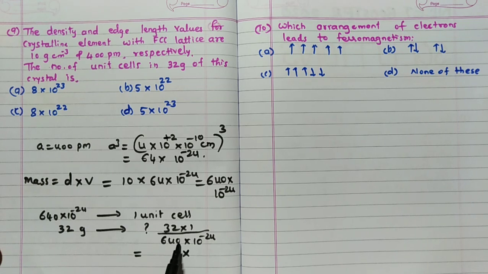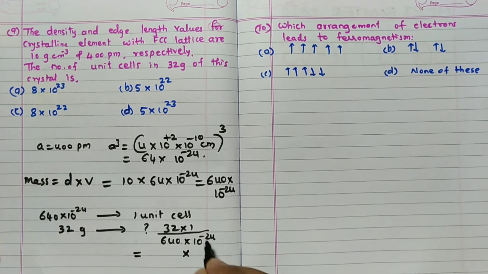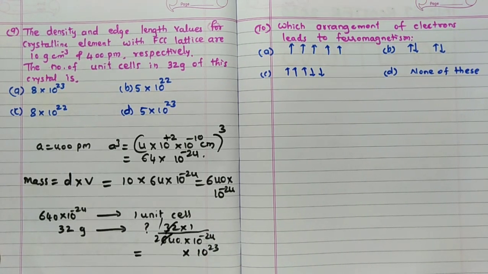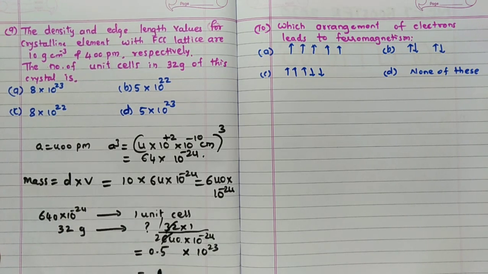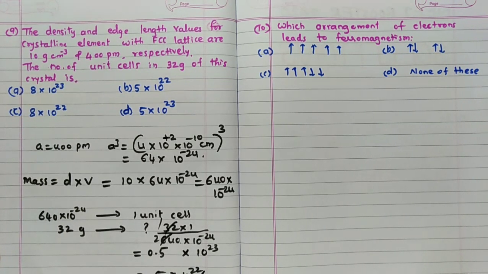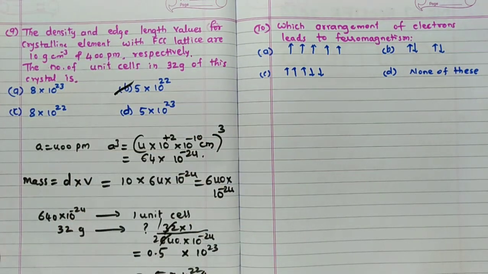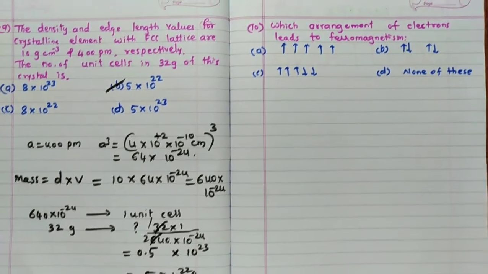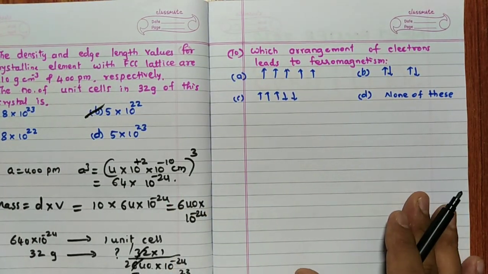Because 640 point is there. I will take 1 point behind. So 1 point lower digit means 10 to the power minus 23. Minus 23 comes to numerator as 10 to the power 23. 32 1s are 32 2s are 1 by 2 means 0.5. So hence this can also be written as 5 into 10 to the power 22. So the answer for this question is B. 5 into 10 to the power 22. Answer is B. The last one, which arrangement of the electron leads to ferromagnetism?